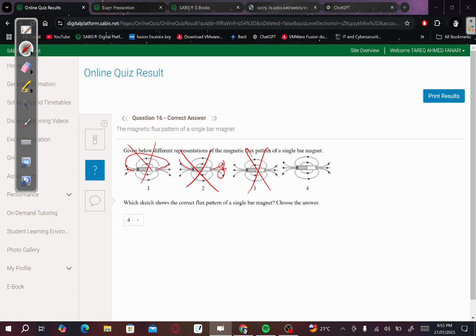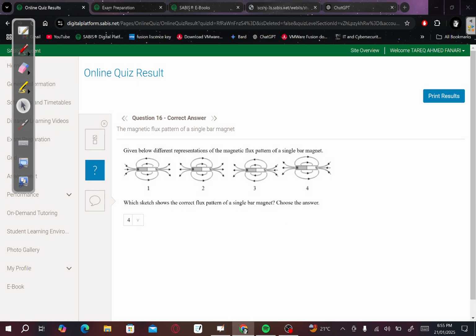Okay, which leaves option 4, which is correct if you think about it, because it looks like it's leaving from the north and going to the right. The way it aligns with the North Pole is correct, and it enters through the south, which is correct. Okay, so 4 is our answer.